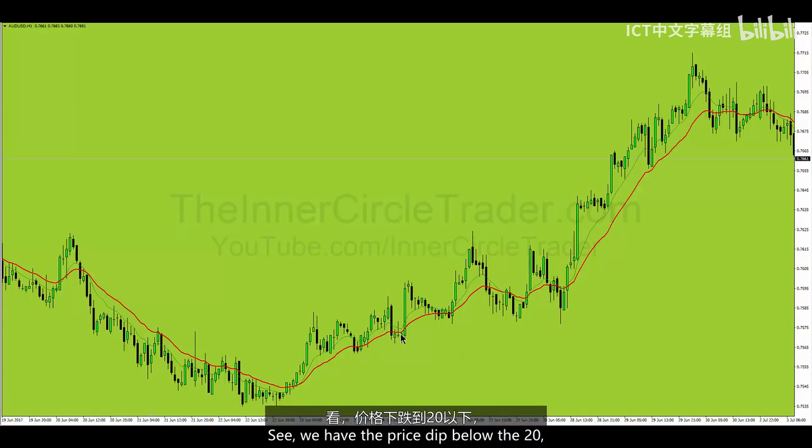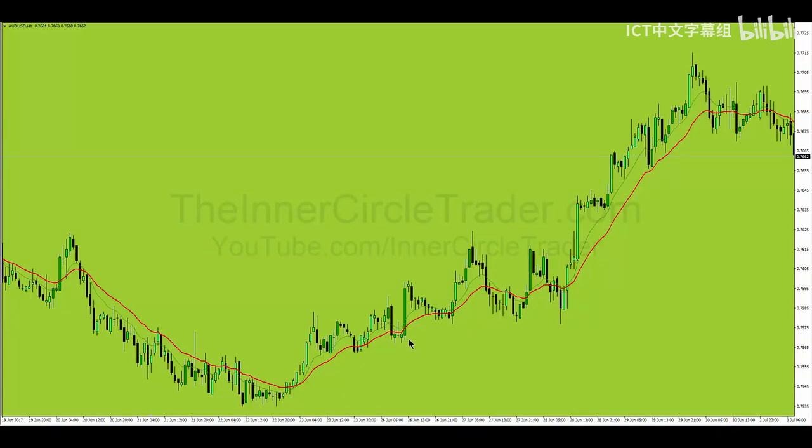See, we have the price dip below the 20, but the 10 has not crossed over. So this can happen on the 1 hour chart. Do not do this when it does it on the daily chart. Price has to be above both the 20 and 10. But on the 1 hour, price can stab below the red line during the retracement. Only valid when the 10 period has not crossed over the red though.